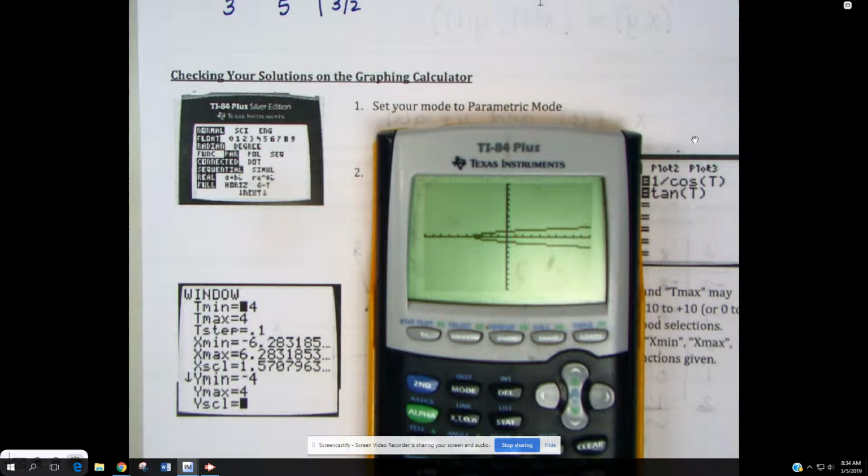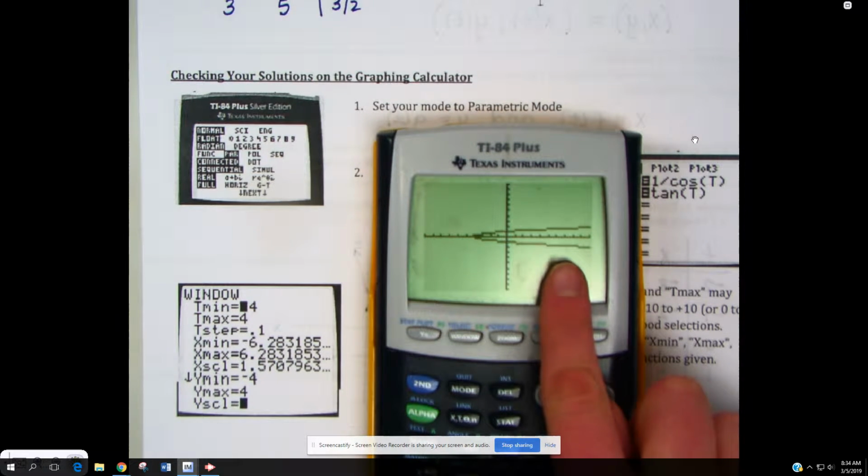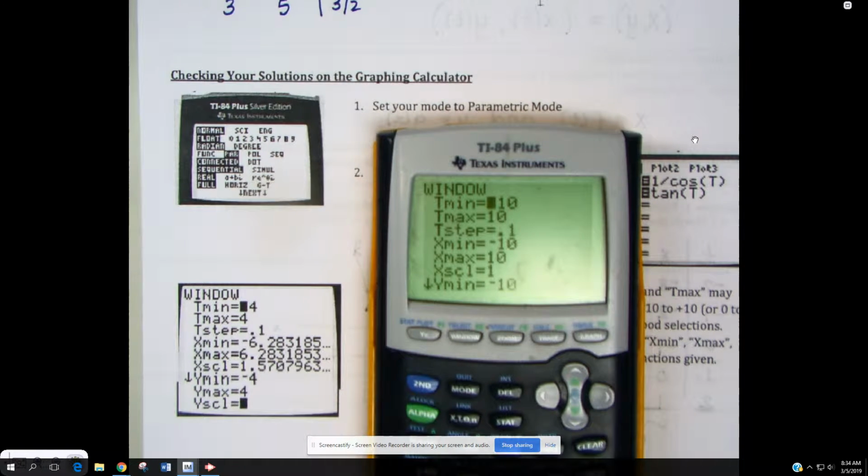Right. This one I didn't adjust, right? This doesn't match my original, and that's because I left it at -10 to 10, whereas that particular problem only asked me to graph for t's between -2 and 3. So now when I press it, it should be a perfect match with what I sketched out before.